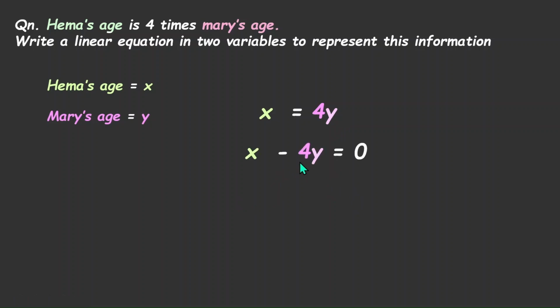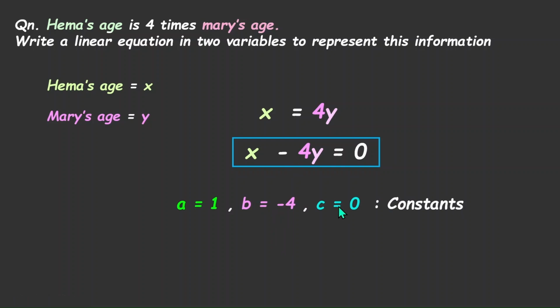And this becomes a linear equation in the standard form. Because here the variables are x and y. And the constants are a is equal to 1, b is equal to minus 4, and c is equal to 0. And here x and y are the variables. Now let's look at another example.